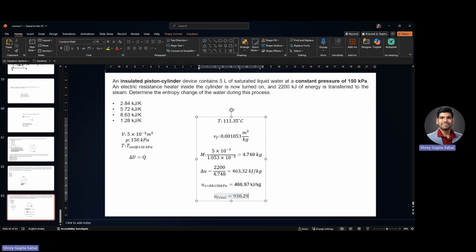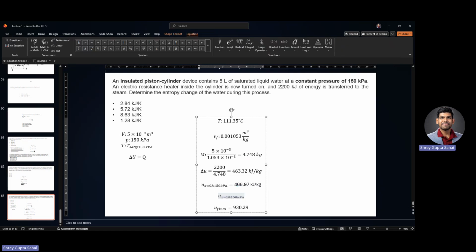One thing we realize is that the water will still be in a two-phase region. Why? Because something which I did not write here is that UG, or U at x equals 1 and 150 kilopascal, is something that I could see from the table, which is 2519 kilojoules per kg. So we know that the water has not been heated to fully saturated vapors.